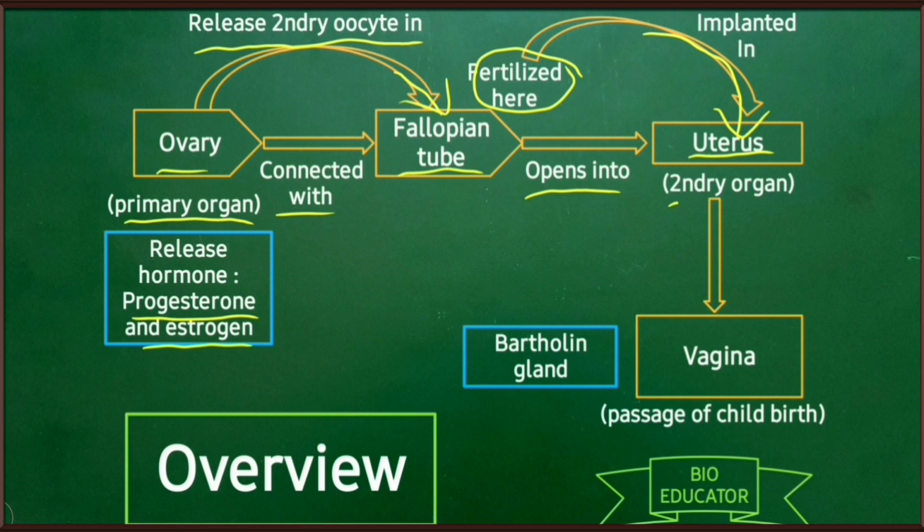Uterus is the secondary sex organ. The lower part of the uterus opens into the vagina, and the vagina has a pair of Bartholin glands which secrete mucus for lubrication. Vagina is the passage of child during the birth.